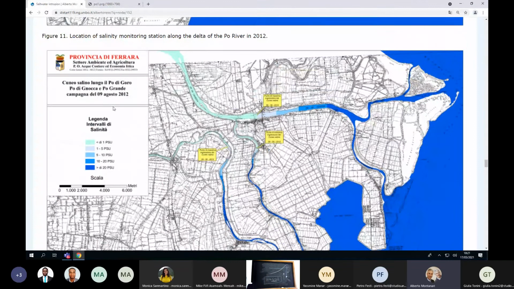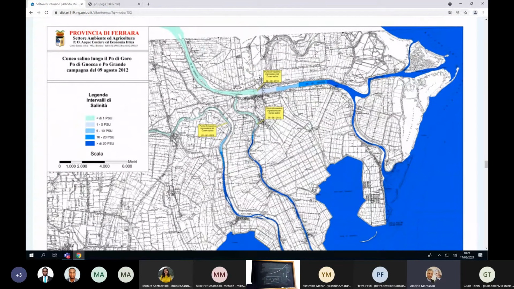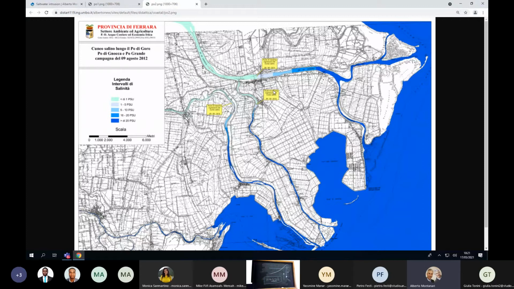Now, let's discuss a little bit about the solutions. And this is a figure that depicts the progress of salinity. Let me open it here. The progress of salinity along the Po River was detected on August 9, 2012. Its monitoring in summer is extremely important, because of course in summer you have the lower levels of groundwater and the lower levels of flow into the rivers.